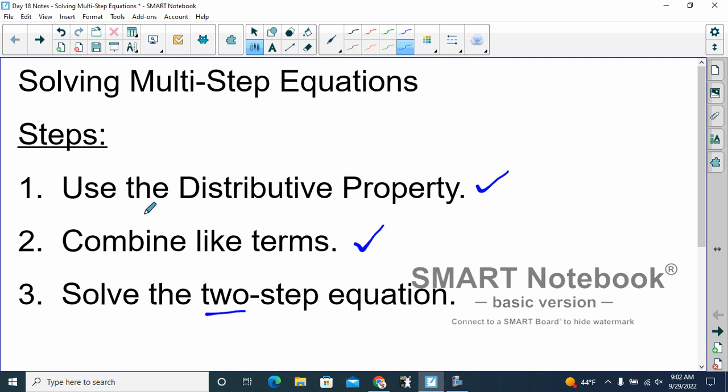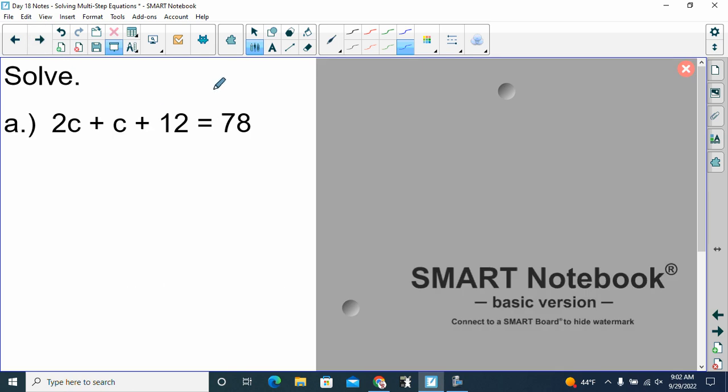So moving on to step 2, combine like terms. Remember, we are only combining like terms if they're on the same side of the equal sign. So 12 and 78, they are like terms, but they're on different sides of the equal sign, so we cannot combine those. 2c and plus c, those are like terms. They're both on the left side of my equal sign, so I can combine them. I have positive 2c plus 1c, giving us 3c, and I bring everything else down. 3c plus 12 equals 78. And then the last step said to solve the two-step equation.